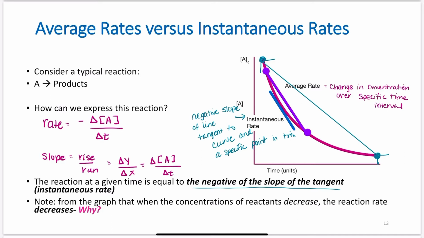So from the graph, when the concentrations of reactants decrease, the reaction rate decreases as well. Why? Why is my reaction rate decreasing as the concentration of the reactants decrease? Why is the slope of this line more pronounced than the slope here, or say the slope here? I have less reactant, right? So as the reaction progresses, there's less concentration of reactant, therefore the reaction naturally slows down. The instantaneous rate is looking at that exact moment in time. The average rate is over a specific period of time that we have defined that we want to look at.